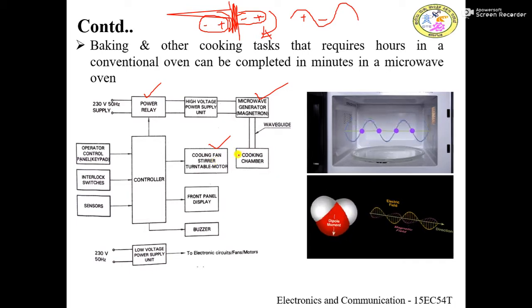Means, if you don't have any stirrer, let's say there is a magnetron here. This magnetron is going to emit the microwaves.